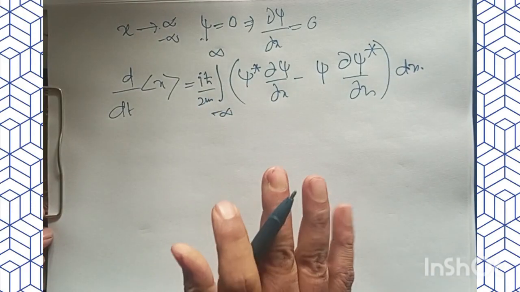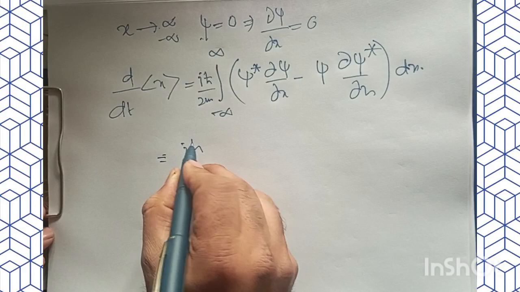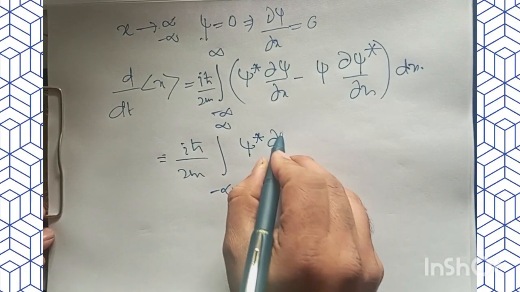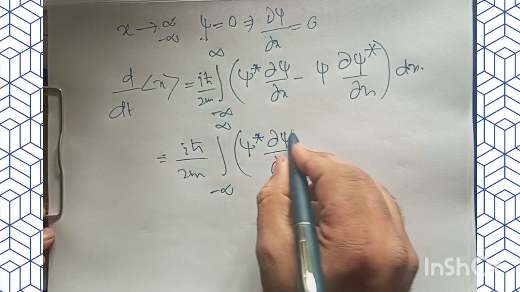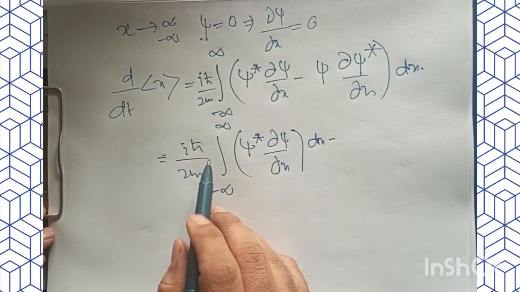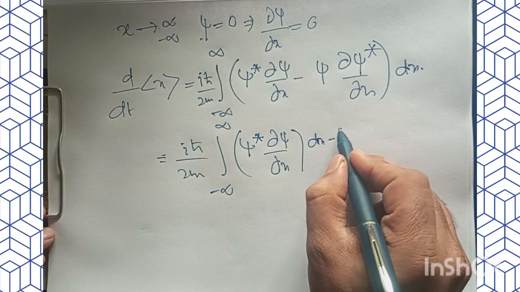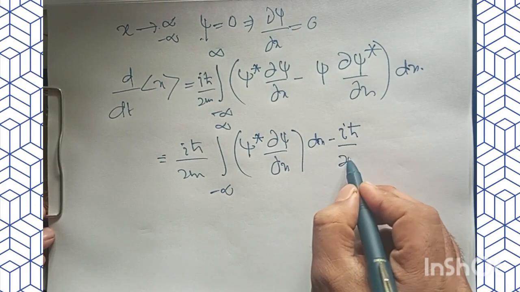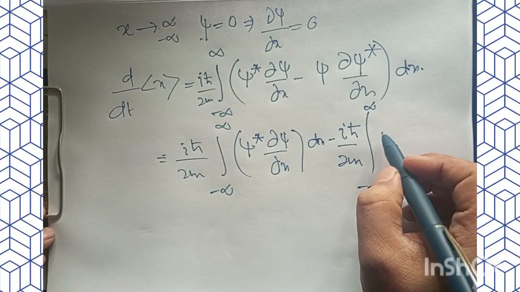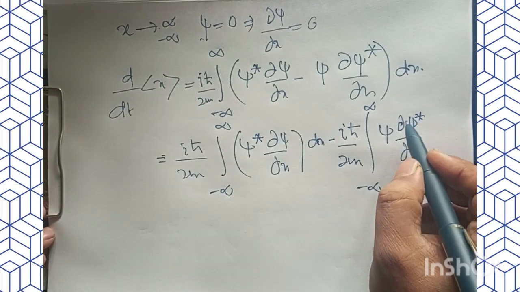Now, moving on in the same direction, I think I have missed this i h cross by 2m. What I would like to do at this stage is separate out these two things. So what I am going to get is i h cross by 2m integral minus infinity to infinity psi star dou psi by dou x dx. Then I will have minus i h cross by 2m integral minus infinity to infinity psi dou psi star by dou x dx.